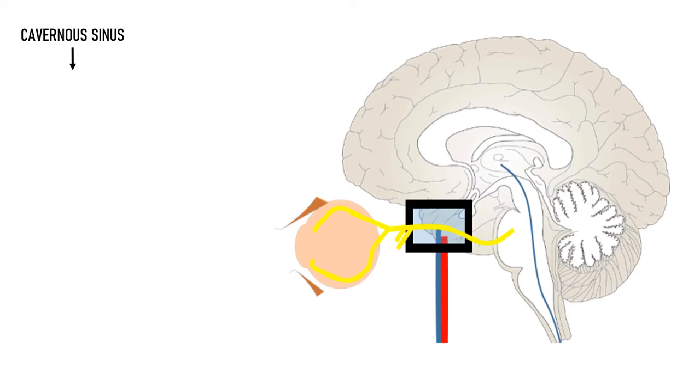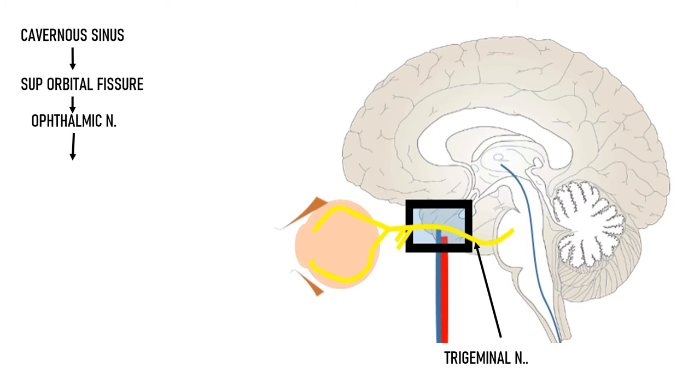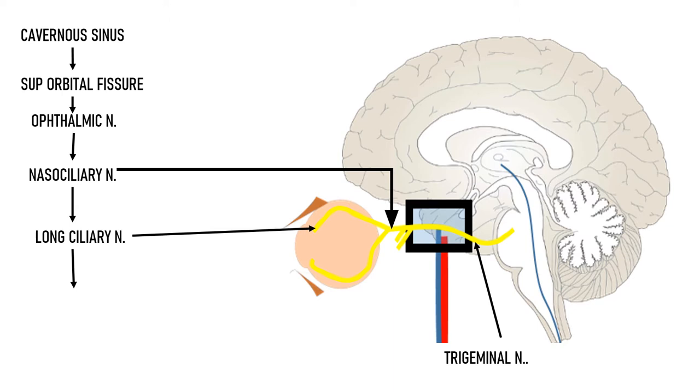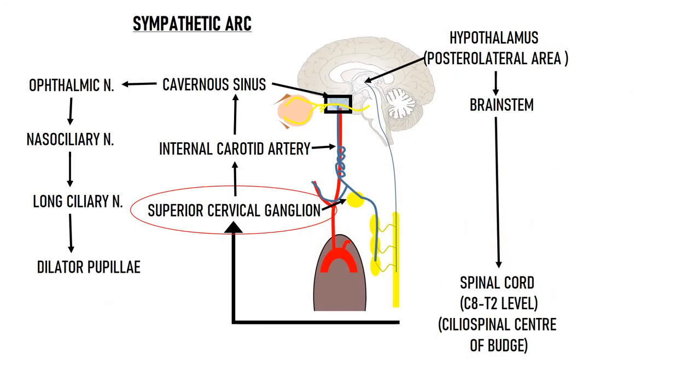Nerve fibers eventually enter the orbit through the superior orbital fissure, traveling along the ophthalmic division, which is the first division of the trigeminal nerve. It is finally through the nasociliary nerve, which is a branch of the ophthalmic division, that further branches into the long ciliary nerves, that the pupillomotor fibers innervate the dilator pupillae muscle of the iris. Sympathetic fibers also innervate the smooth muscles that are present in the upper and the lower eyelids. So Horner syndrome can arise from any damage that may occur along this oculosympathetic pathway, starting from the brainstem to the postganglionic nerve endings.